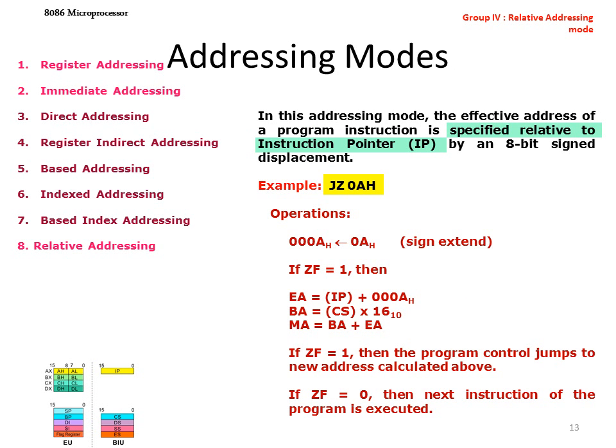Relative addressing. In this addressing mode, the effective address of a program is specified relative to the instruction pointer by an 8-bit displacement, for example JZ 0AH. Here 0AH is sign extended. If ZF is equal to 1, then the effective address is IP plus the displacement, the base address is calculated from the code segment multiplied by 16, and the 20-bit physical address is formed by adding CS and IP. If ZF is equal to 1, the program control jumps to the new address calculated above. If ZF is equal to 0, the next instruction of the program is executed.